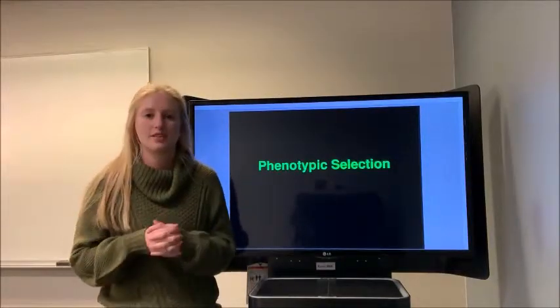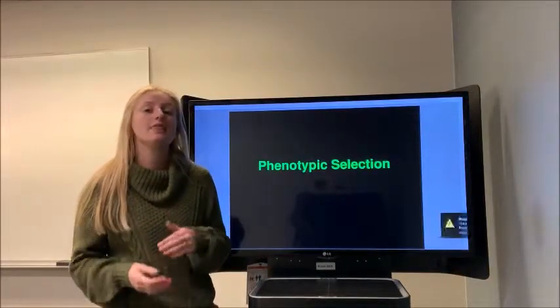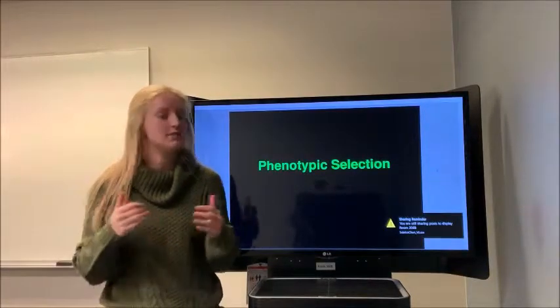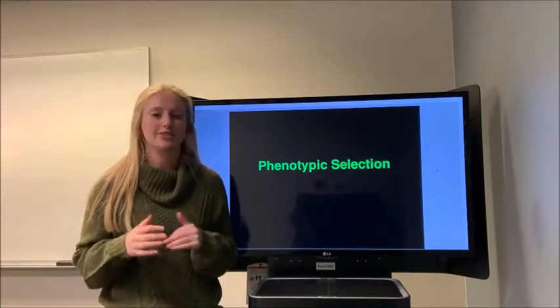So the first method of crossbreeding was known as phenotypic selection. This is when we made decisions based off of the plant's phenotypes. Phenotypes being how tall it is, the color, its yield, things like that.